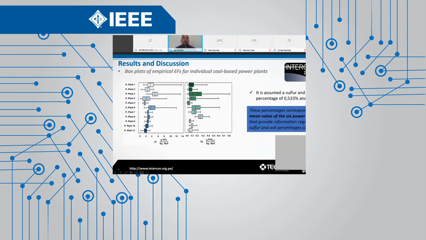Basically, for each individual power plant, we got a confidence interval that we are showing here in this slide. As you can see, we have 11 plants here; we took around 50 power plants, but we are only showing 11 plants. You can see that there is variability of each individual plant and with respect to the other plants, so not only a variation of the emission factor inside each power plant, but also with respect to the other power plants.